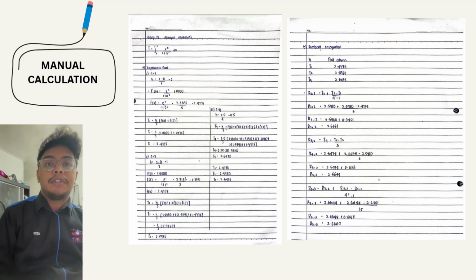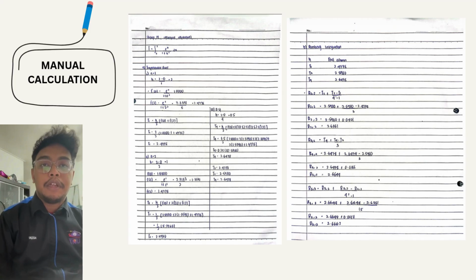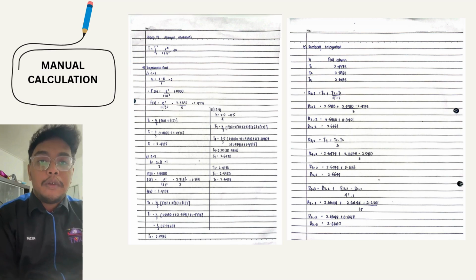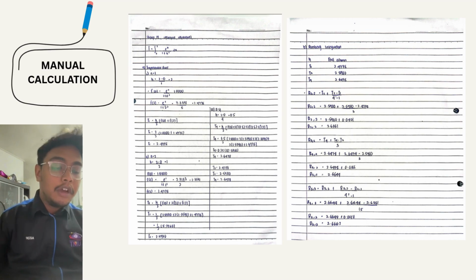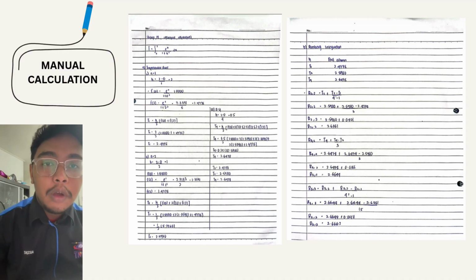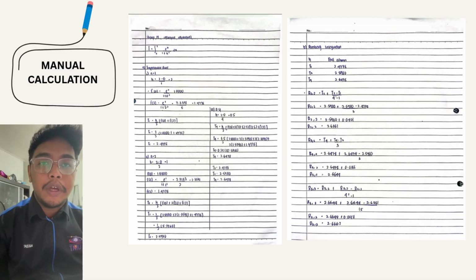Okay, so first we solve for n equals 1. First things first, we must find the h. The formula of h is h equals b minus a over n, where n is 1. So we got the h for n equals 1 is 2.